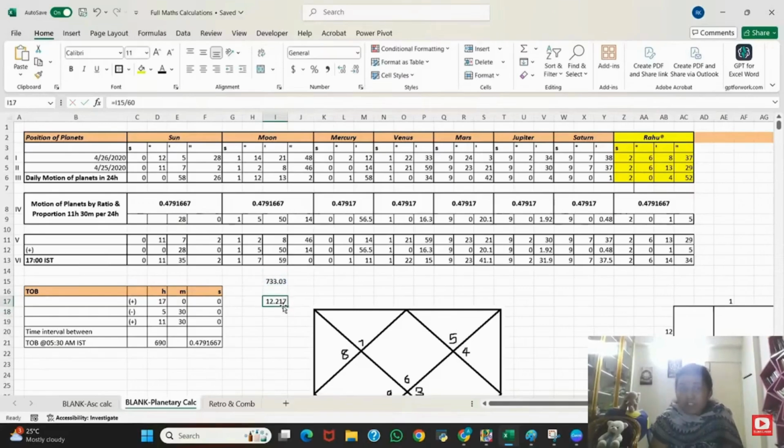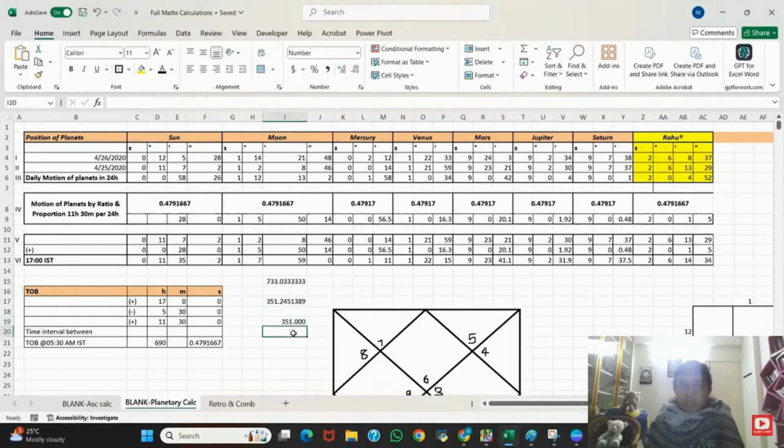So 733, which I have taken, I have to divide by 60, because I have to identify the actual movement. So I have to multiply 733 into 0.4791667. So it is 351.25. Here I have to take only 351, because 351 is the minutes here. So 351 I have to convert into degrees.